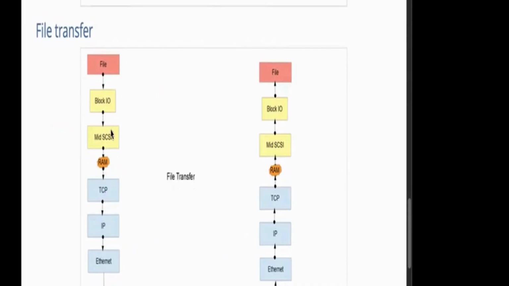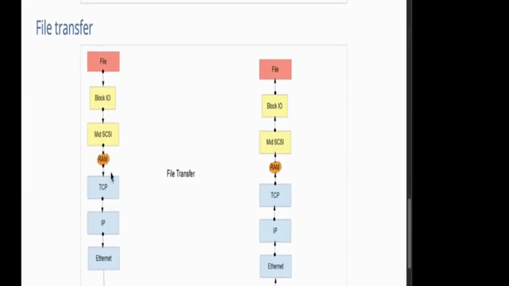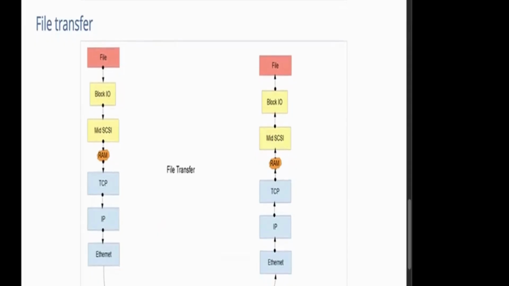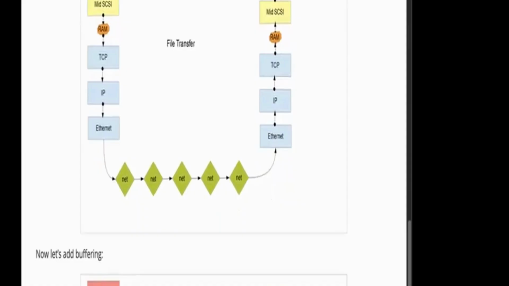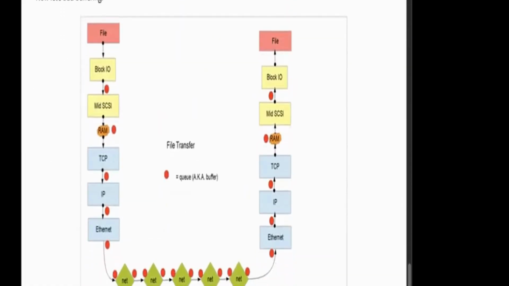It has to read, and that copies it into RAM, and then it goes through these TCP layers, IP layers, out presumably Ethernet, over a bunch of networks. And so there are confounding factors that lead into that. But it's even more complicated than that, in that there are these buffers in between.